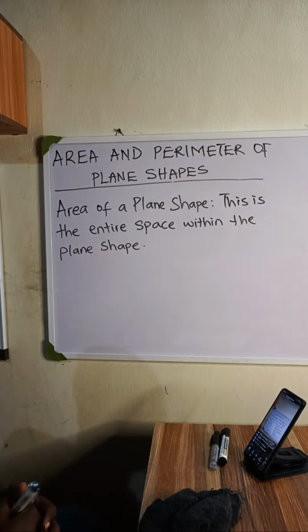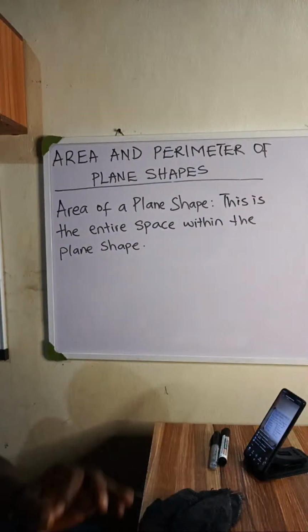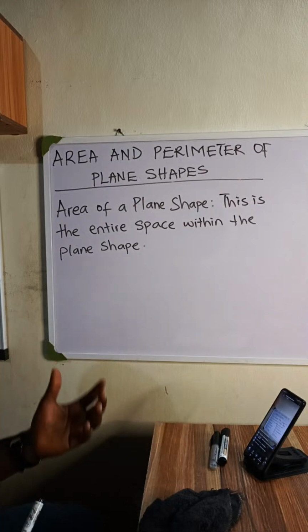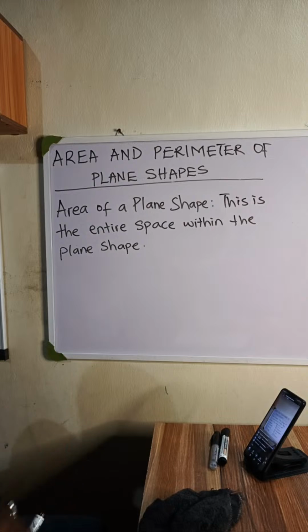No, a cone is not a plane shape. A cone is a solid shape. In subsequent classes, we will be looking at area, surface area, and volume of solid shapes. So we're going to consider that.